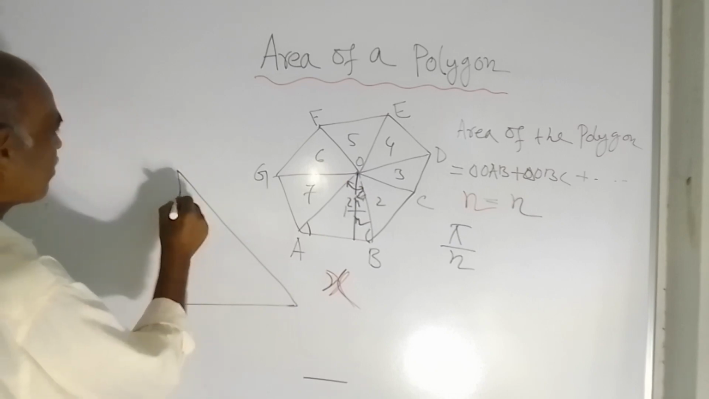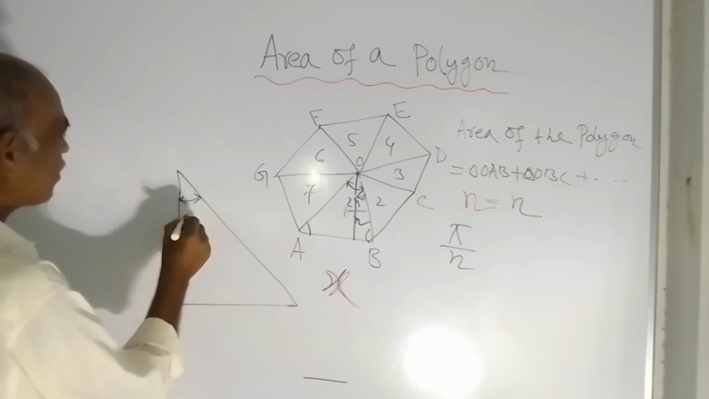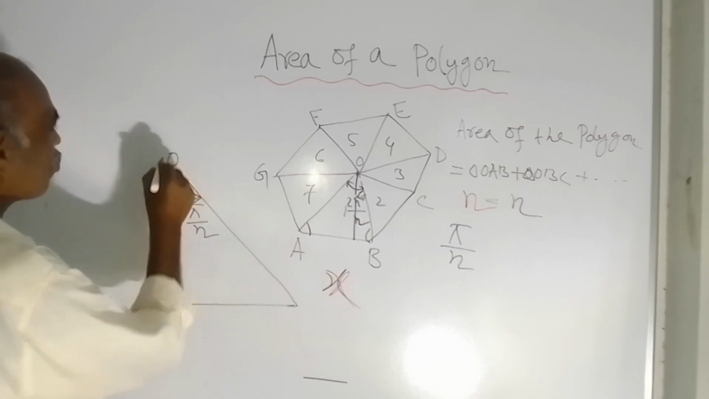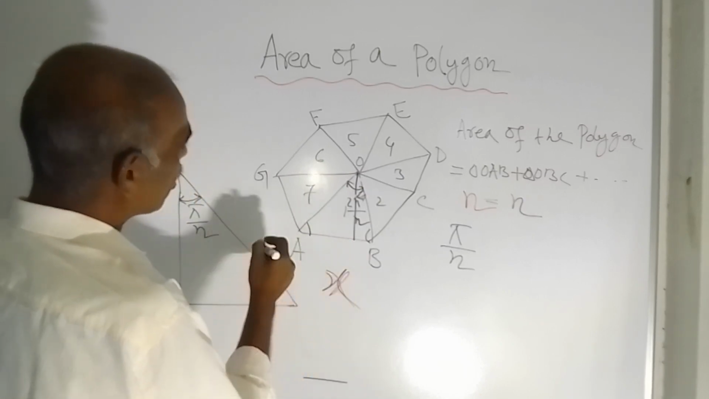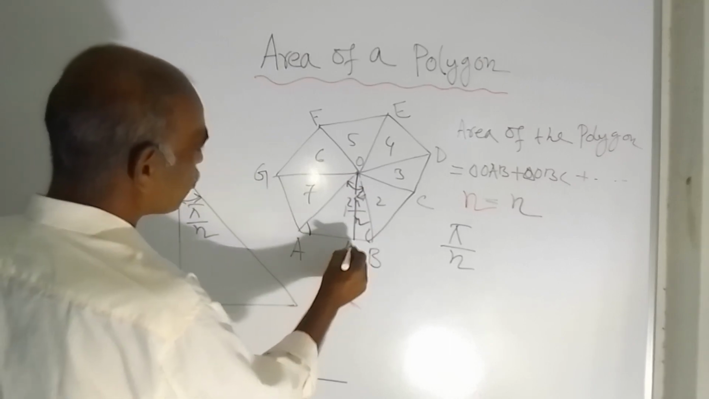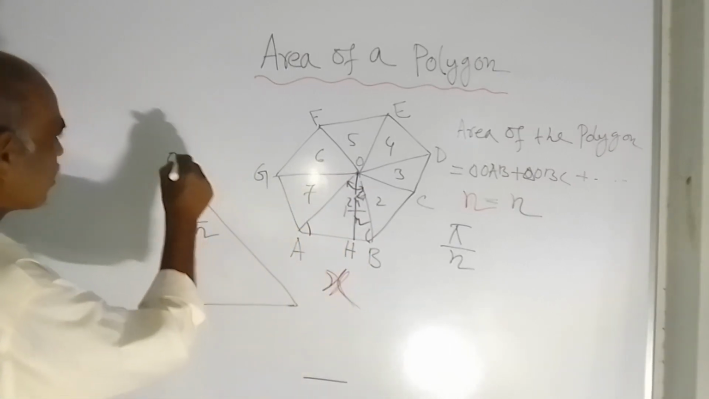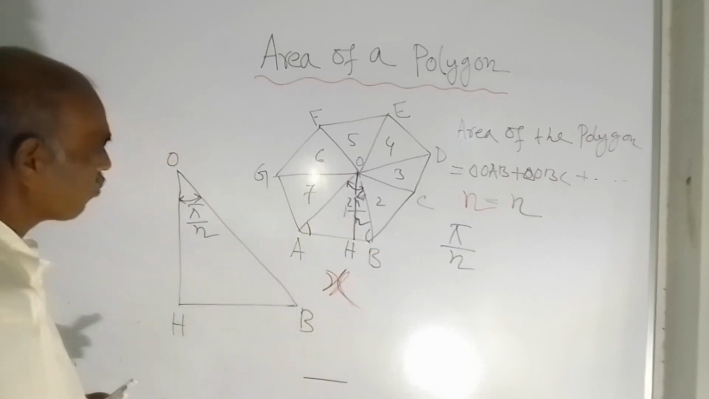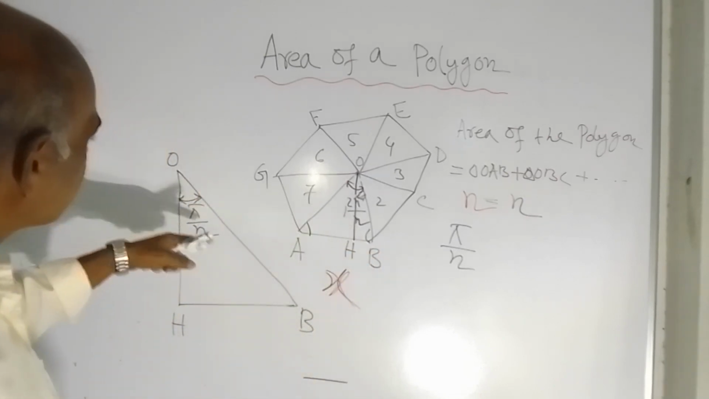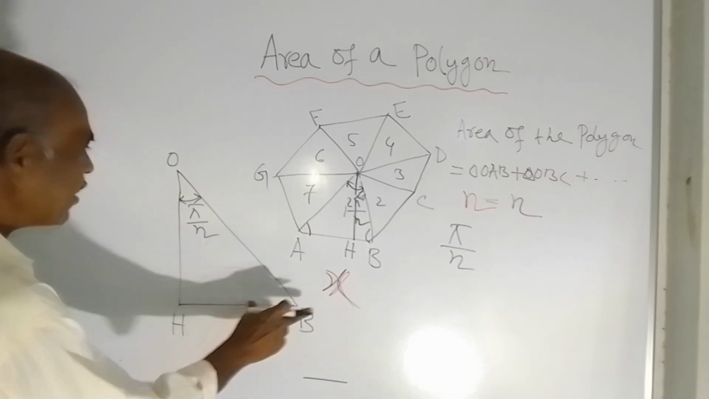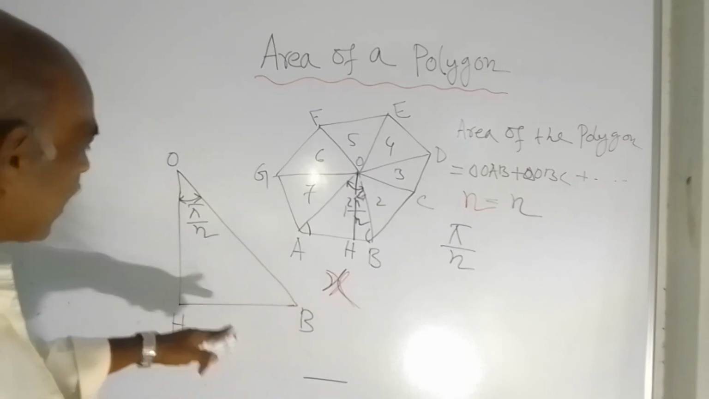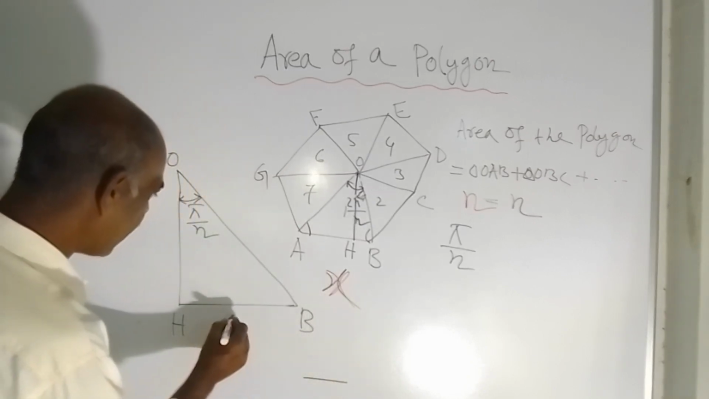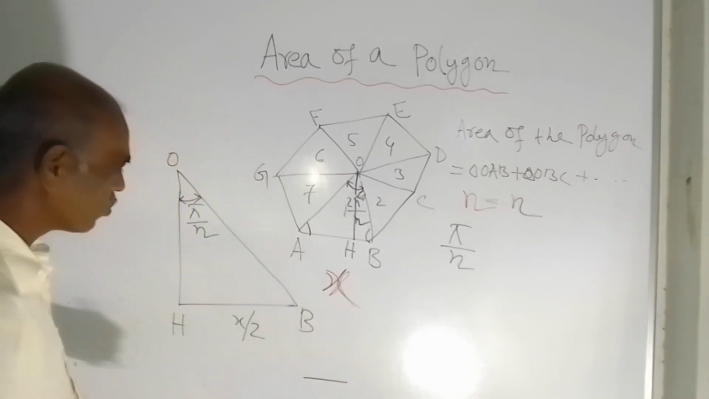Right. So this angle is how much? This angle is pi by n. And the triangle is O. Suppose this midpoint is denoted by G. So suppose this point is H and this point is B. And this angle is again pi by n. H is the midpoint of AB, which means HB is x by 2. So HB is equal to x by 2.